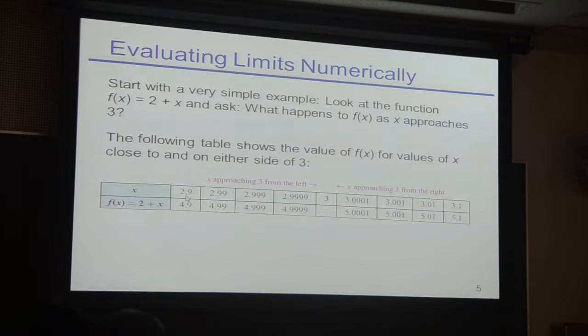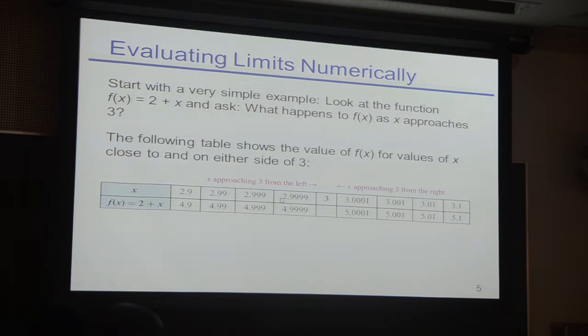So for example, if I put 2.9 for x into this function, what do I get out? 2.9 plus 2 is 4.9, right? So that's why this is 4.9, right? If I put 2.99 for x into this, what do I get? 2 plus 2.99 is 4.99. Okay, so when I put in 2.9, I get this. When I put in 2.99, I get this. When I put in 3.01, 3.1, I get these numbers. Right? Okay, so you should have seen that before.